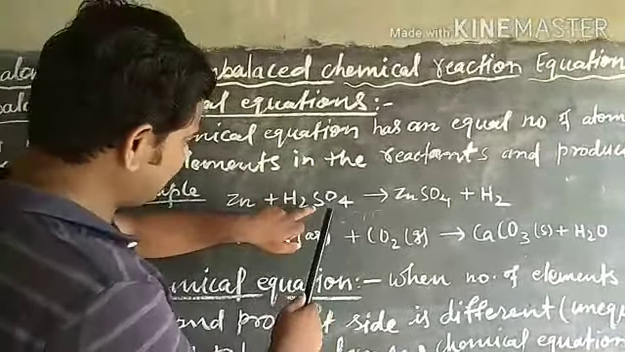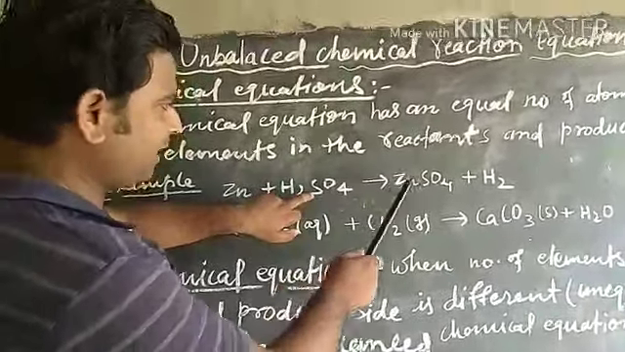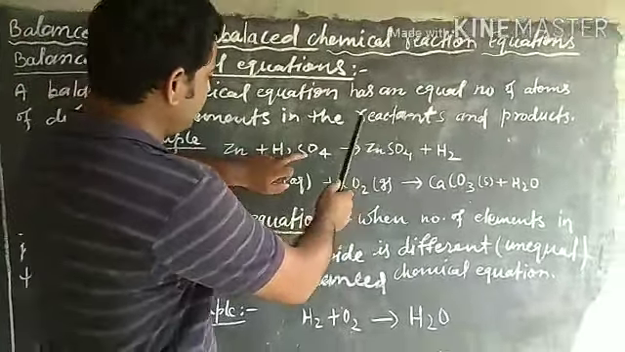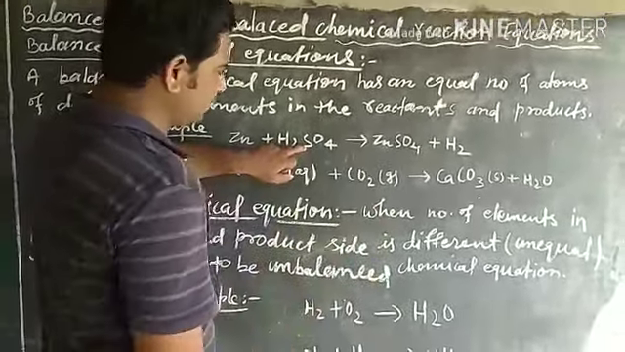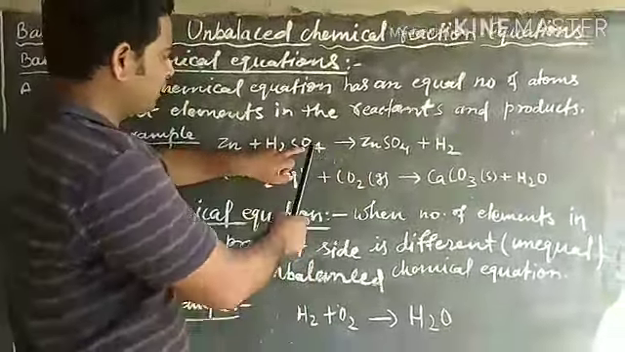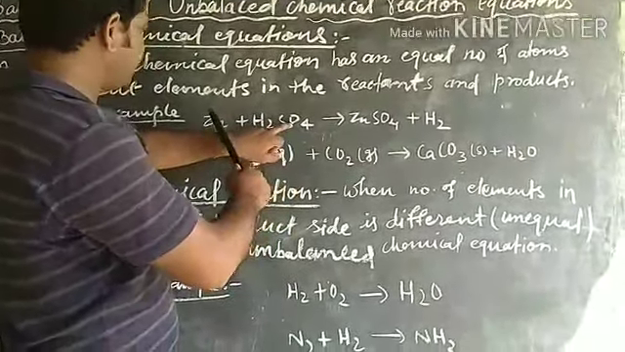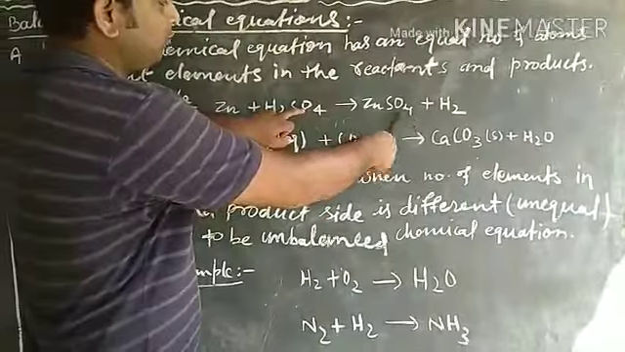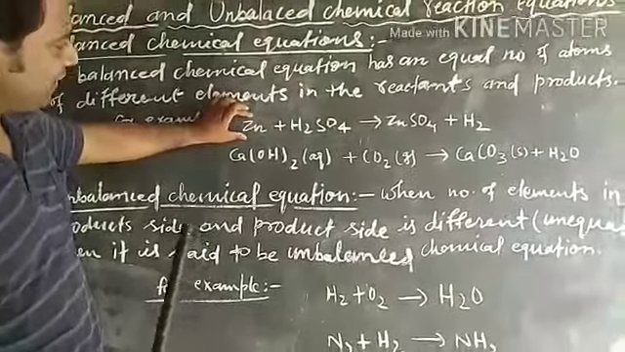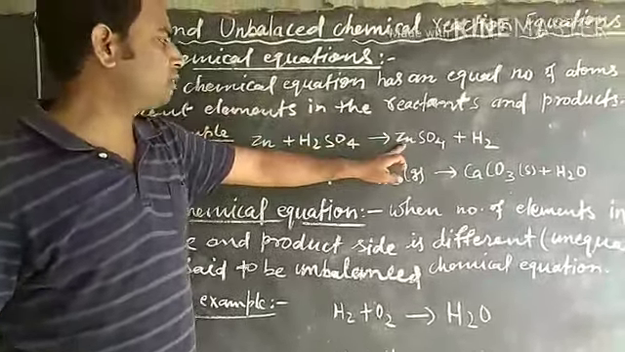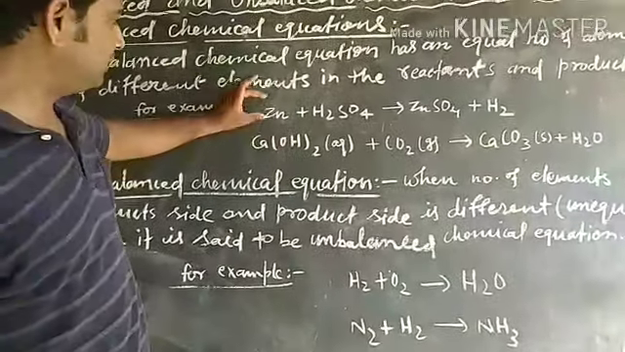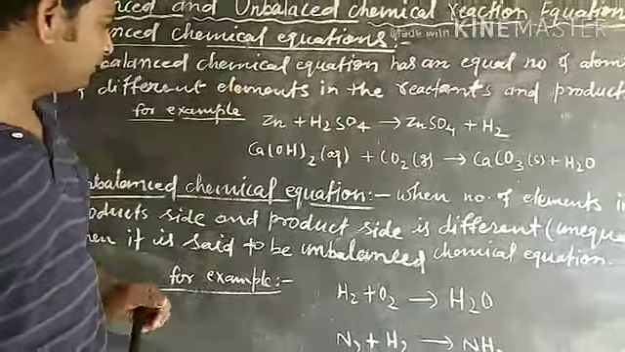Now on the reactant side the number of sulfur atoms is 1, and on the product side the number of sulfur atoms is also 1. So on both sides sulfur is equal, and O4 and O4 means the number of oxygen atoms on the reactant side is 4 and on the product side is also 4. So in this reaction, all elements of the reactant are equal to all elements of the product. So this equation is a balanced equation. There is no need to balance it. This equation is already balanced.